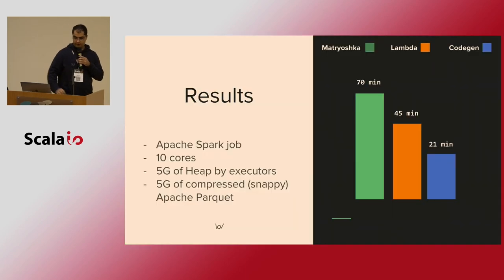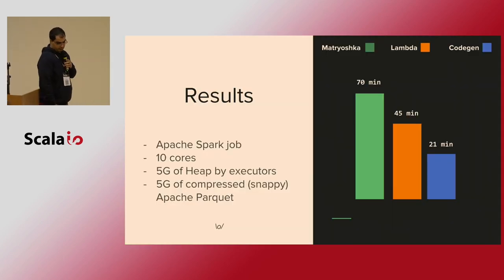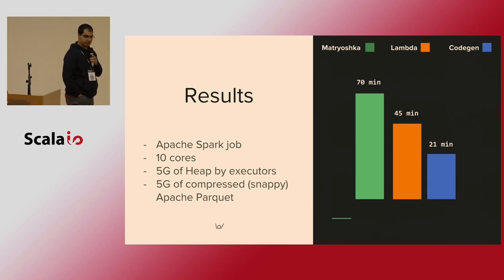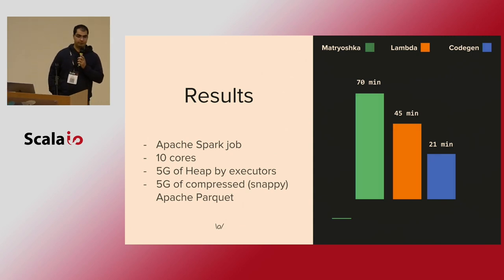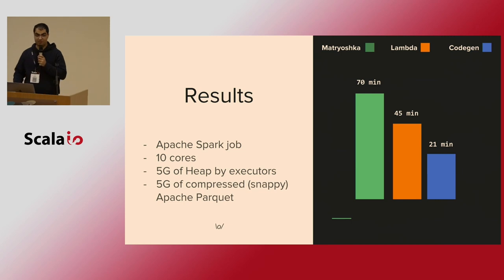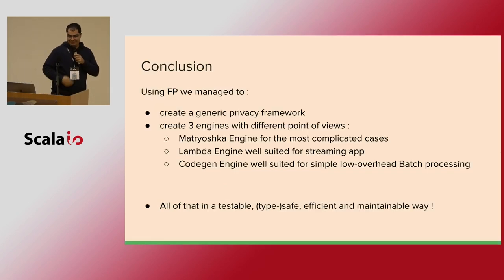Now let's do a performance trial. On an Apache Mesos cluster with 10 cores, 5 gigs of heap per executor, 5 gigs of compressed Apache Parquet files, the Matryoshka engine was not that bad after optimization, 70 minutes, 45 minutes for the Lambda engine, and 21 minutes for the CodeGen one. Honestly, I don't think you can go well below that, because, well, maybe using Rust, I don't know.